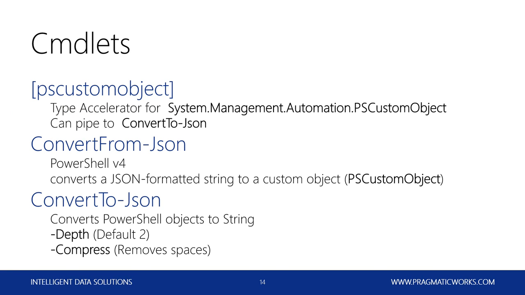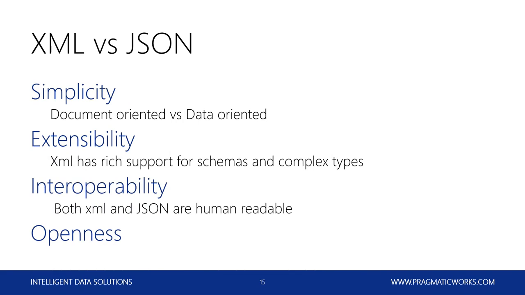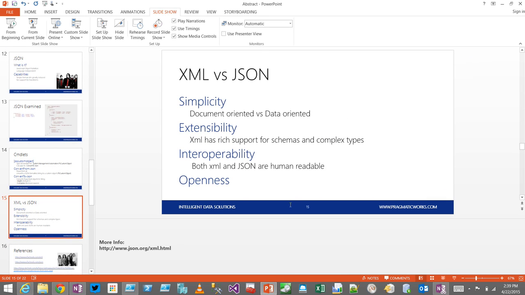As far as cmdlets, you really have two: ConvertFrom-Json and ConvertTo-Json. The ConvertTo has a Depth property which defaults to 2, so something to think about, especially when you're working with more complex JSON documents. There's also Compress, which removes the spaces, which helps out for performance. And then there's a type accelerator for PSCustomObject, which we shall look at right now.